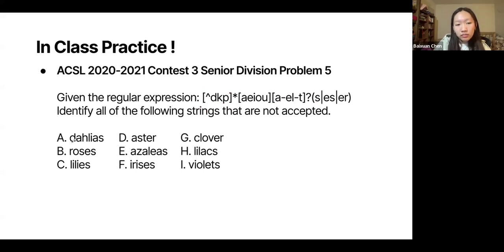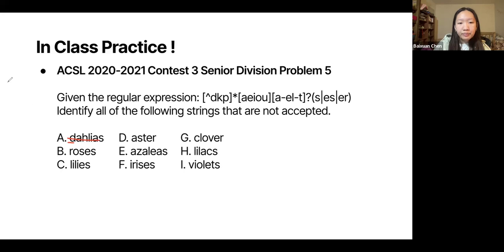For the first string, it's not accepted because we have a D, so it cannot be inside of this expression, so it might be inside the next expression, but we see that it's not a vowel, so it's not accepted.